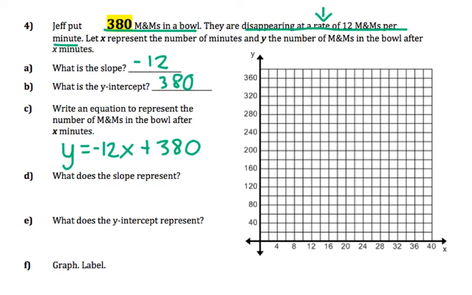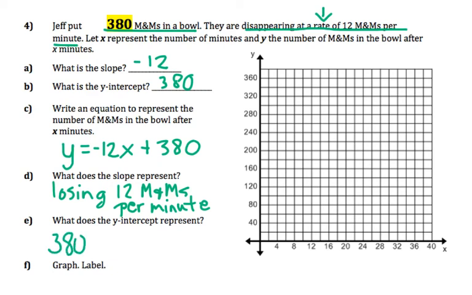Part D. What does the slope represent? Well, the slope represents that we're losing 12 M&Ms per minute. And what does the y-intercept represent? That means that there were 380 M&Ms in the bowl to start.